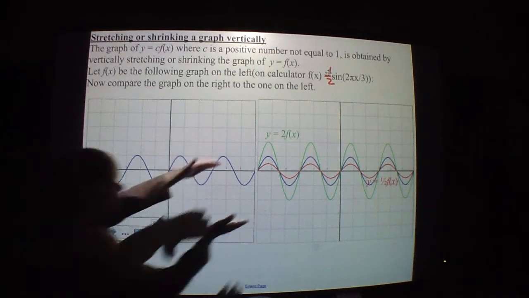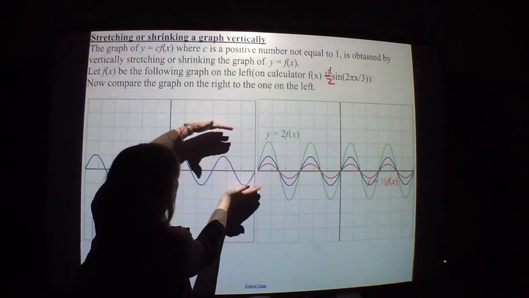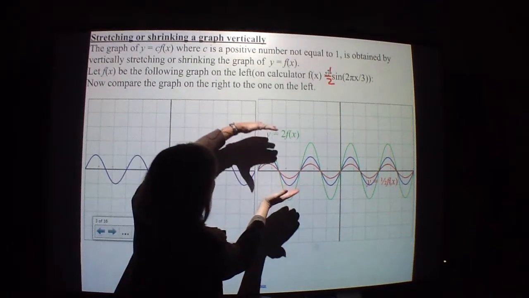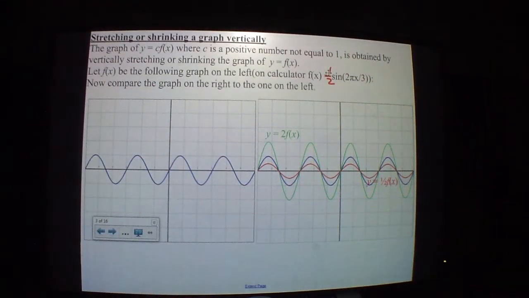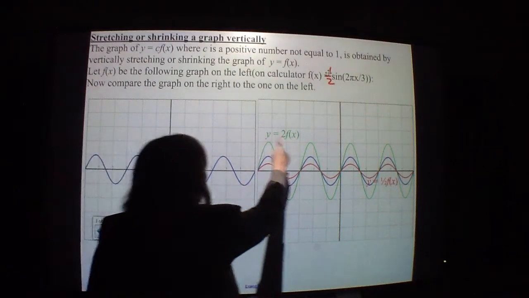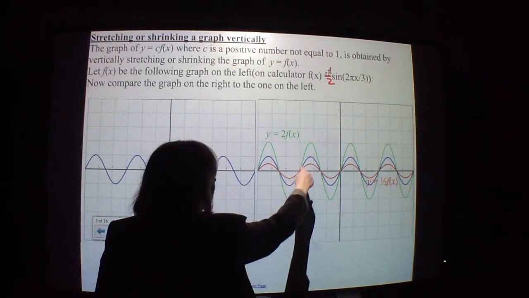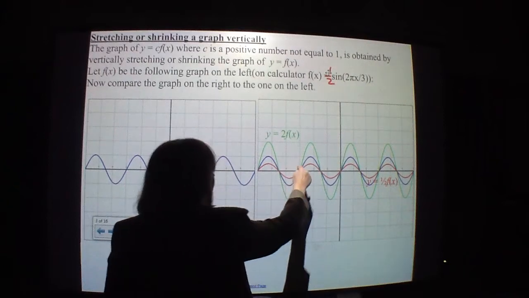Okay? So compress it. Instead of that being 1 and -1, it's now 1/2 and -1/2. So it compresses it. Notice from right to left, it did not change. It still has the same period. So it takes this long to go through one cycle before it starts repeating itself. That's your period.